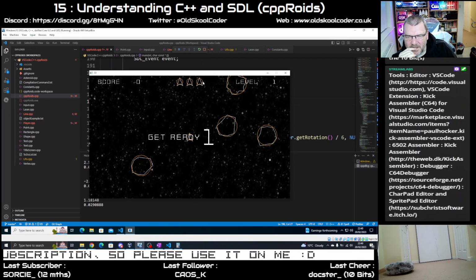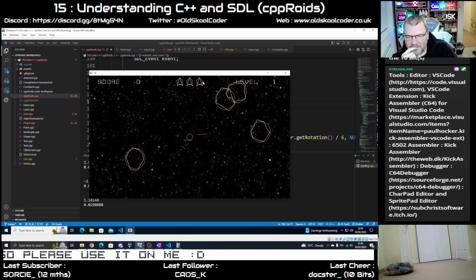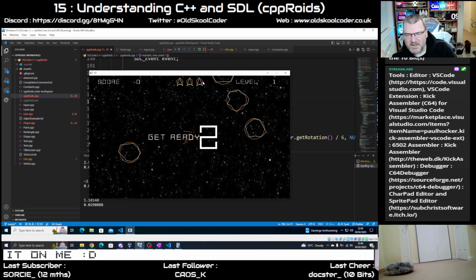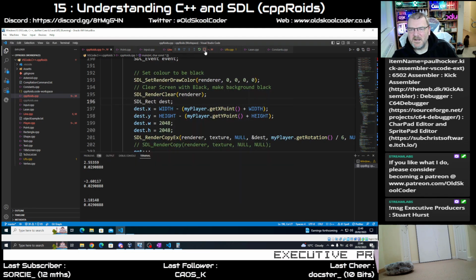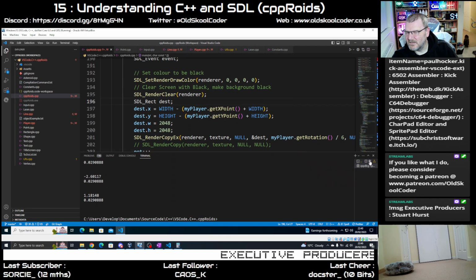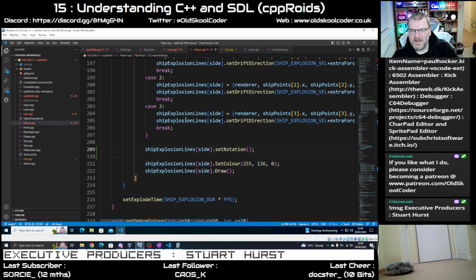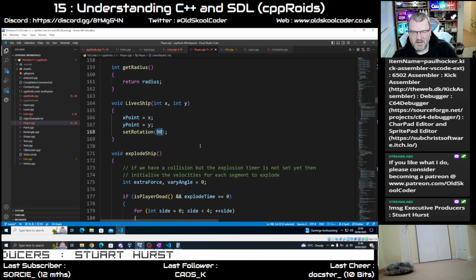Yeah, they're cycling, aren't they? But the problem is the angle's wrong as well. The angle starts off wrong. I think we need to add to the angle, because the player angle has some 90 degrees.